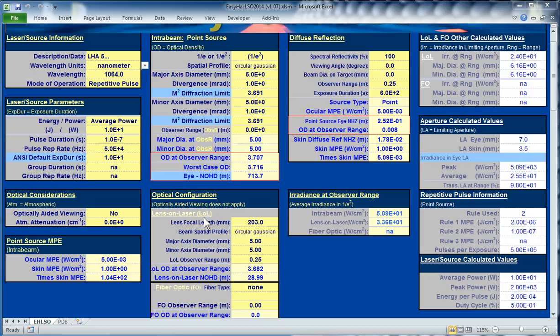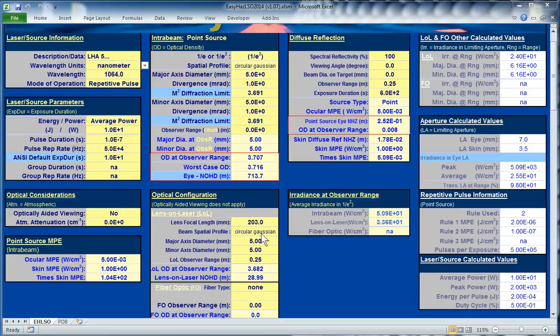So let's look at the lens-on-laser. We were given the information of a 203 millimeter focal length lens. That means it's going to take the input beam, whatever beam is right at the lens, and focus it to as small a spot as it can, to give us a high enough irradiance so that we can cut metal or drill or etch or scribe, whatever our application happens to be.